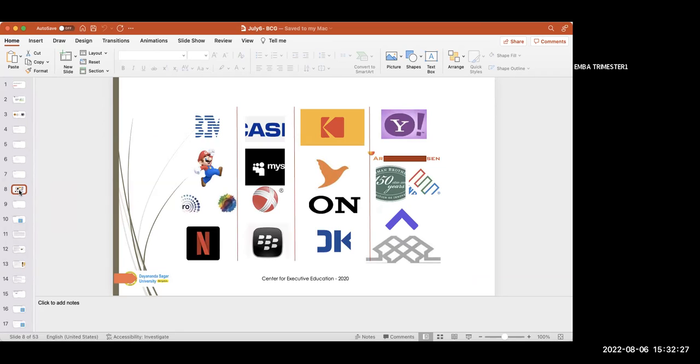Now, can you guess these companies? IBM, okay. Casio. Kodak. Yahoo. Xerox. The red one, somebody said Xbox, but that's Xerox. Yeah. What else? BlackBerry. Sony Ericsson. Sony. Wipro. Okay. Wipro, Satyam Computer.